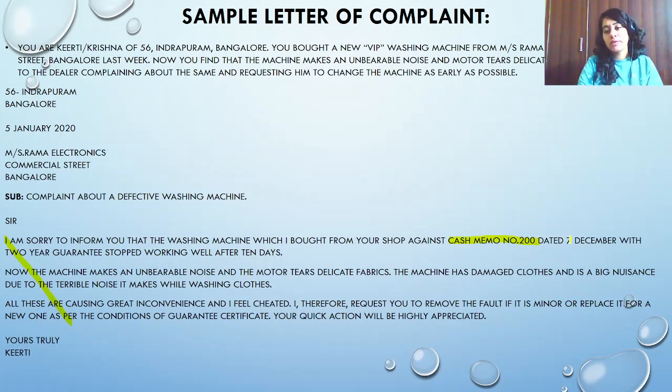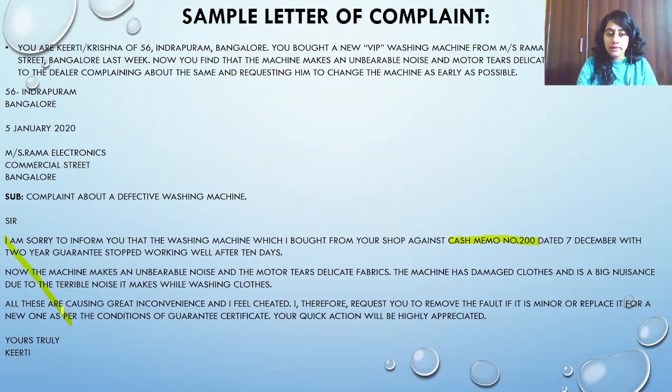product? You also have to mention the date and what was the guarantee period that came along with it. You have already mentioned it in the first line. Now the machine makes an unbearable noise. This is the problem that you're facing. So what are the problems that you are facing, and what is it that you can do about them?